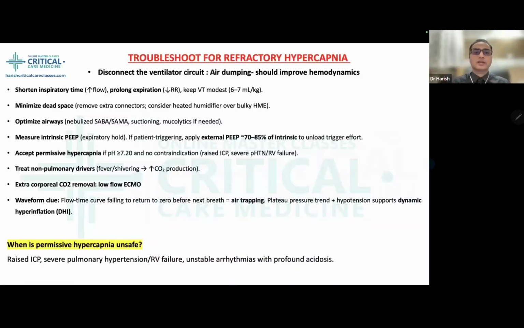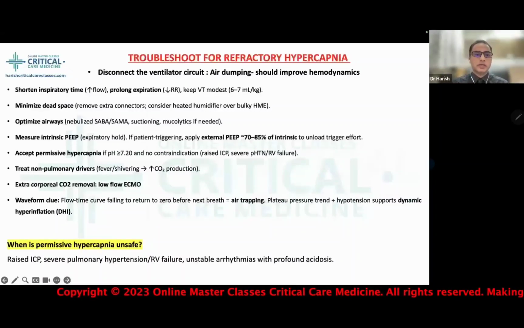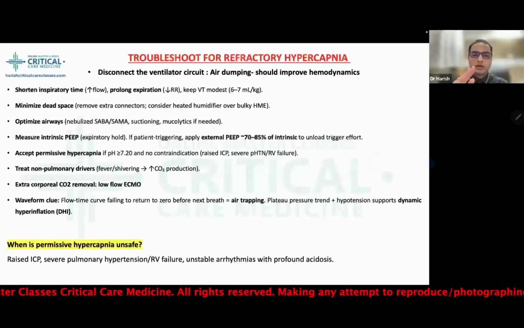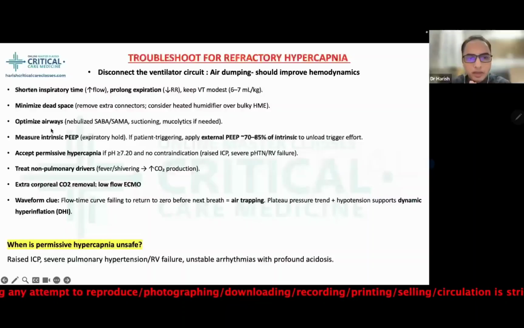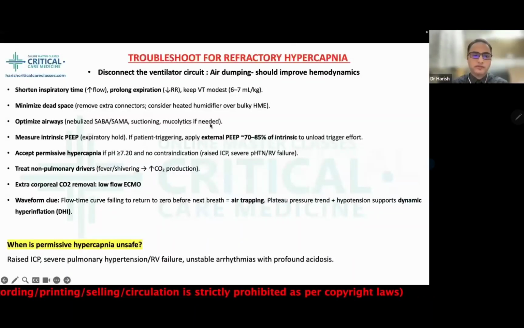Okay, so what other troubleshooting can you do to tackle this refractory hypercapnia? Shorten the inspiratory time, which helps in increasing the flow, prolong the expiration, reduce the respiratory rate. Use a modest tidal volume around 6 to 8 ml per kg, minimize the dead space, remove extra connectors, consider HME or bulky HME. A heated humidifier you can connect instead of the bulky HME. Optimize the airway: you can increase bronchodilator frequency, do proper suctioning. Here you can consider using mucolytics if needed.